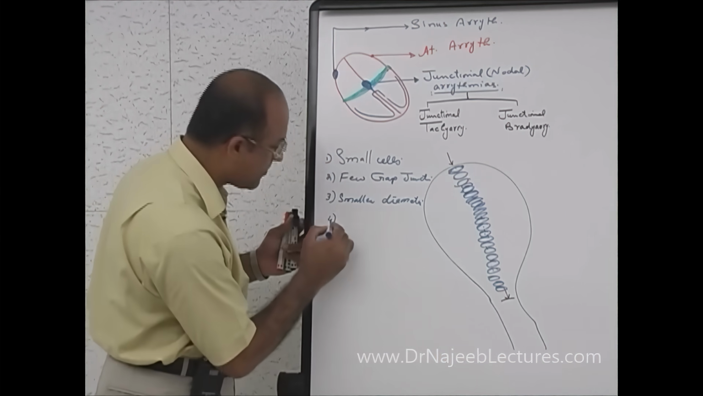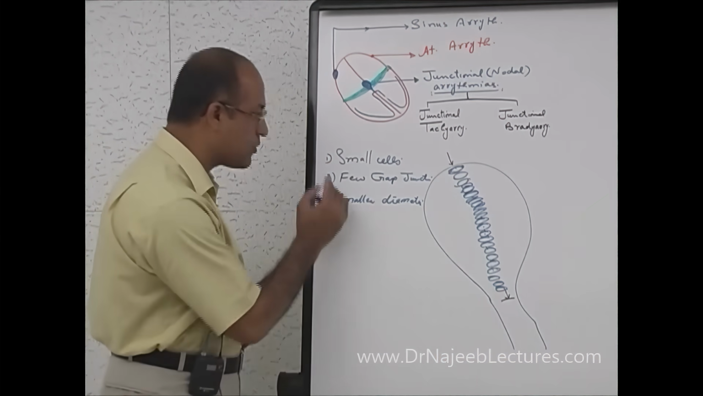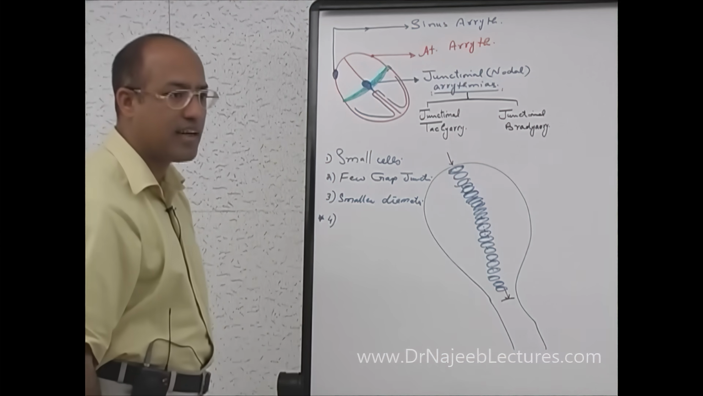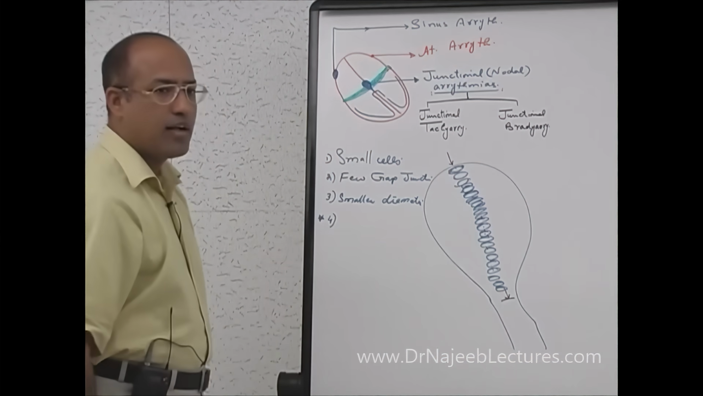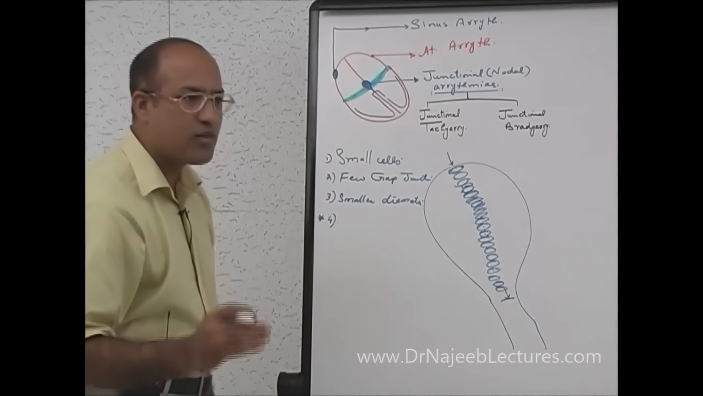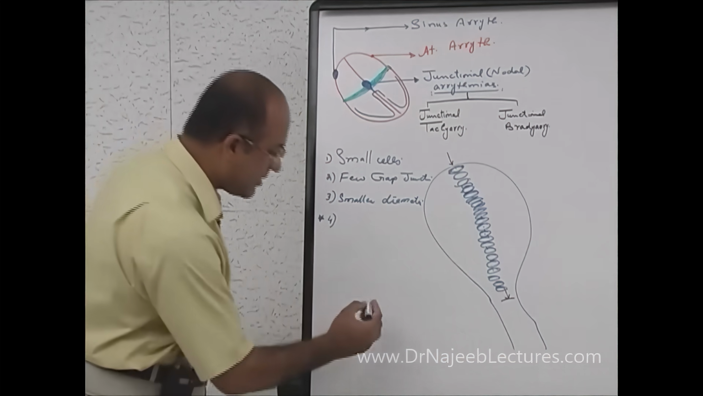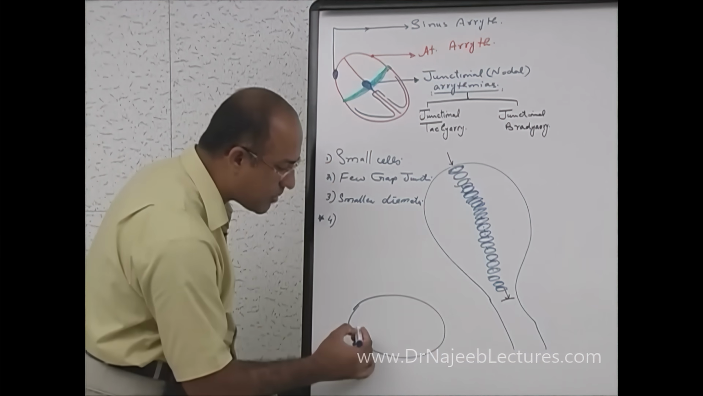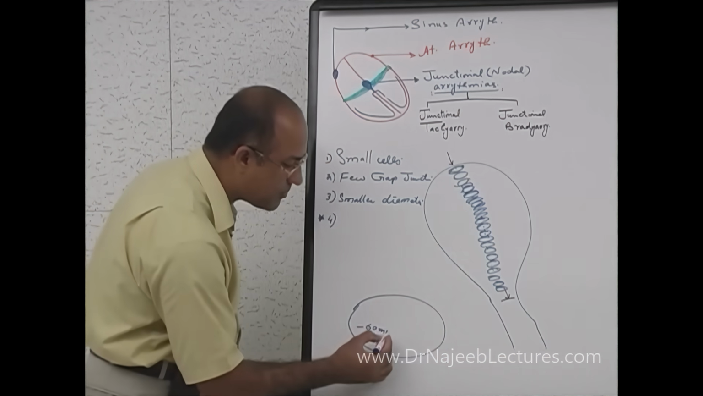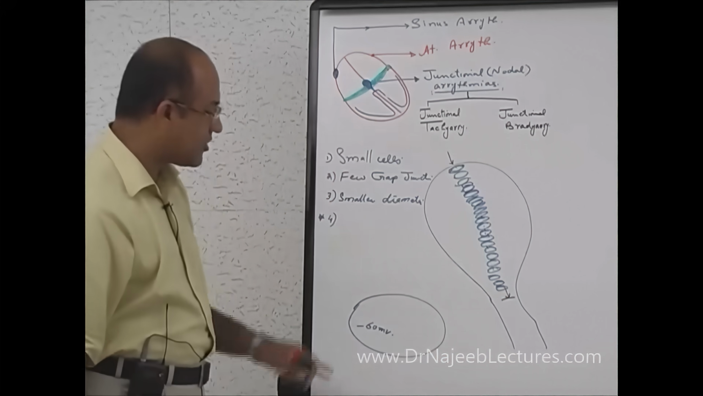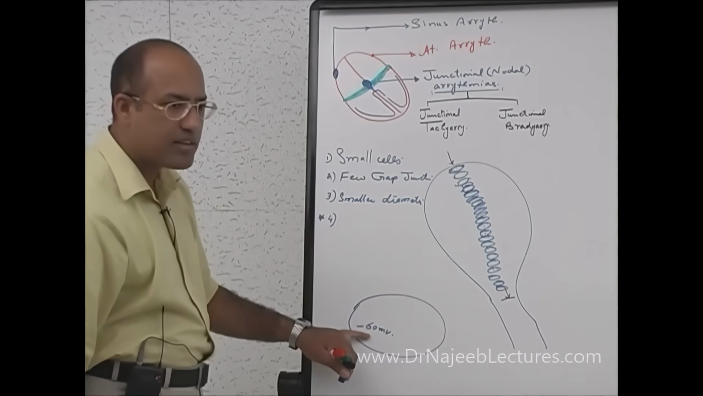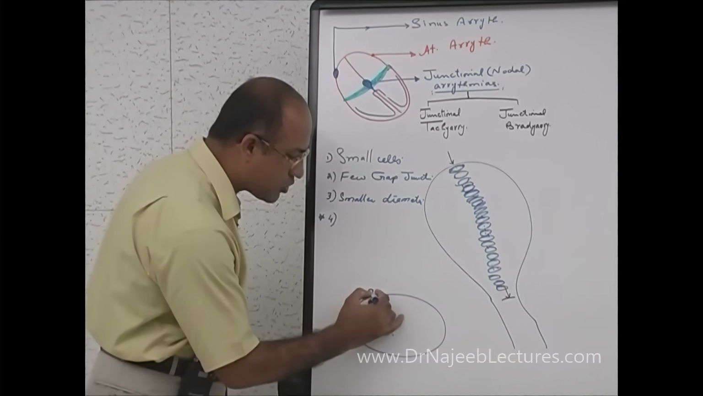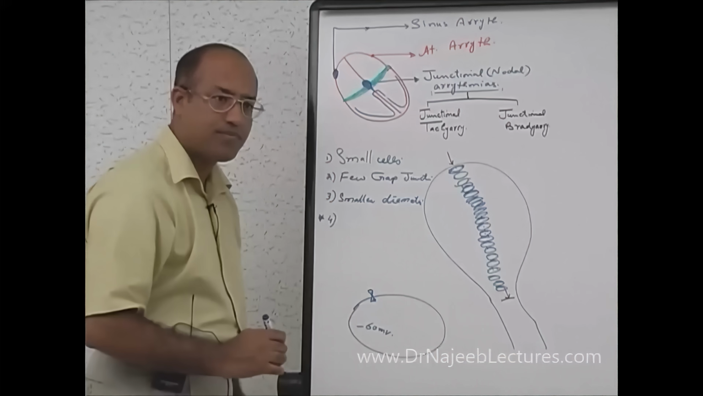And number four, which is the most important point, if you forget all of them, you should not forget the last one. I put the most important in the end and put a star with it. One of the most important reasons why AV node is so slow is that if I draw one AV nodal cell larger, that AV nodal cell has a resting membrane potential of minus 60 millivolt. And at the resting membrane potential of minus 60 millivolt, the fast conducting sodium channels are permanently closed.